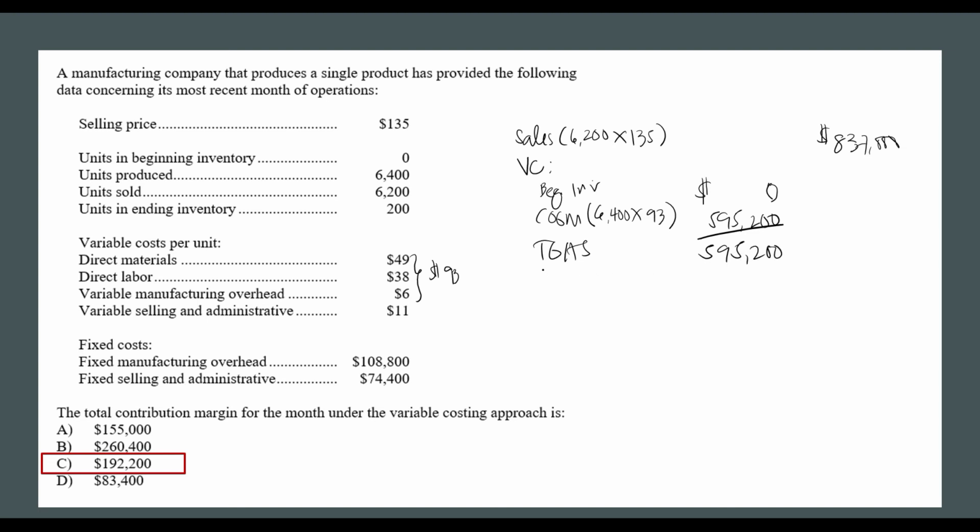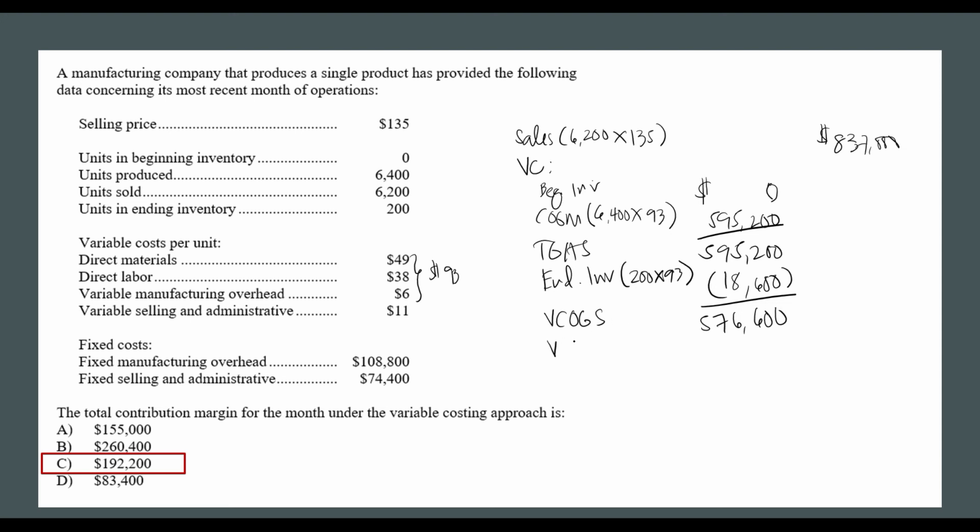Do you have any ending inventory? Yes, we have an ending inventory. It's given here, it's 200. So how do we compute for that one? It's 200 multiplied by the product cost under variable costing of 93. So it's 200 times 93, which is 18,600. Then we deduct this amount from the total goods available for sale. It shall give us a value of your variable cost of goods sold amounting to $576,600.